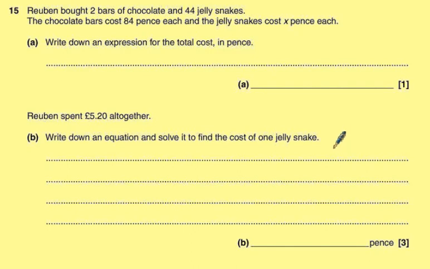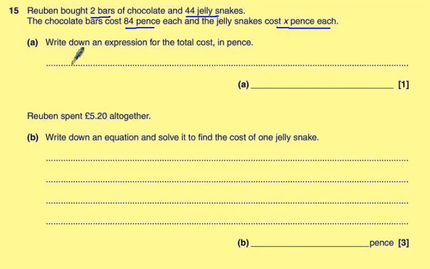Question 15. Reuben bought 2 bars of chocolate and 44 jelly snakes. The chocolate bars cost 84 pence each and the jelly snakes cost X pence each. Part A, write down an expression for the total cost in pence. So Reuben bought 2 bars of chocolate at 84 pence, and 44 jelly snakes at X pence each.